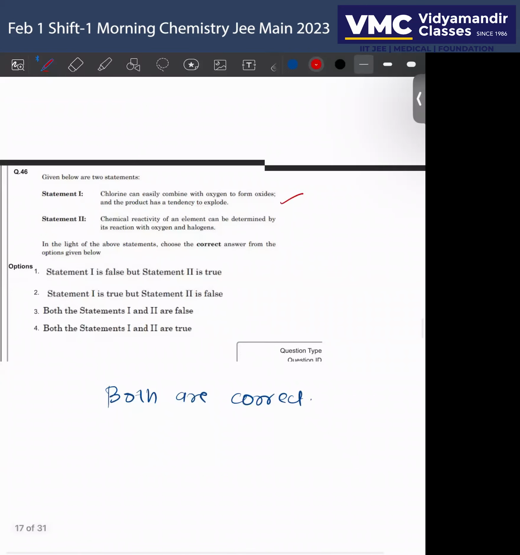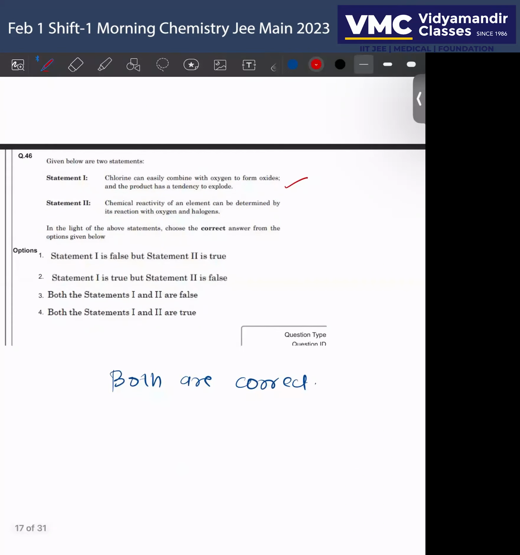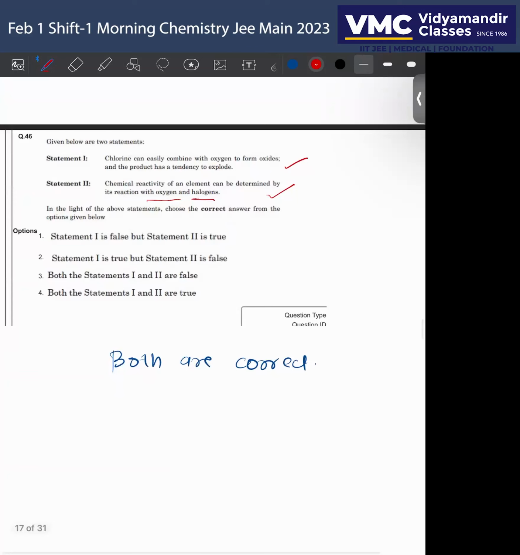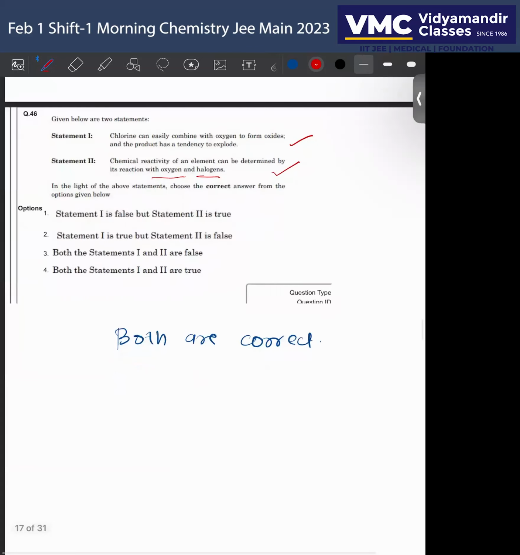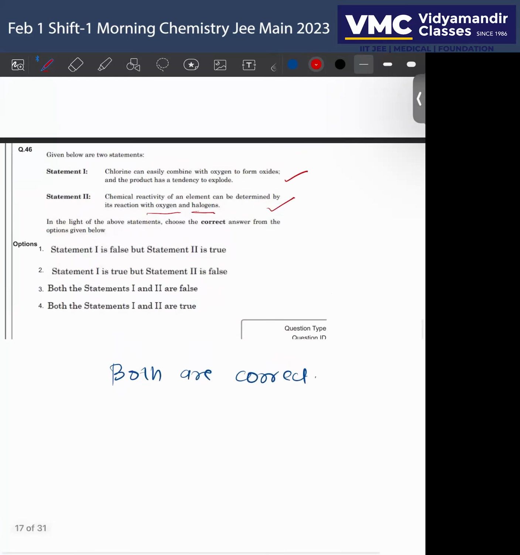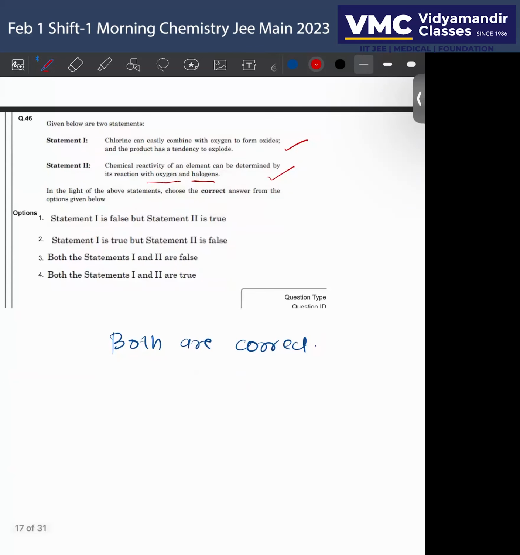This is true. The chemical reactivity of an element can be determined by its reaction with oxygen and halogen. This is also correct, because the maximum oxidation state is shown by compounds of oxygen and halogen, and hence we can predict the chemical reactivity of an element using the same. Therefore, both the statements are correct, and hence option number 4 matches the same. Both the statement 1 and 2 are true.